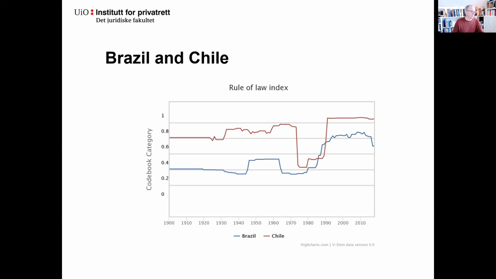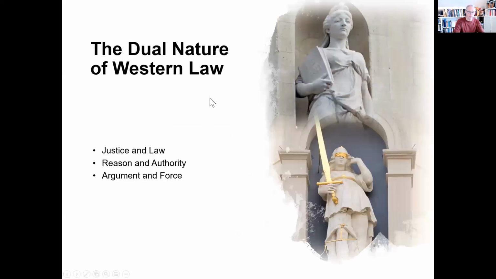If we look at law as we define it within our legal tradition, we see that there is a dual nature within our legal tradition, which is symbolized by the sword and the scales in this portrait of the goddess of justice that you see.